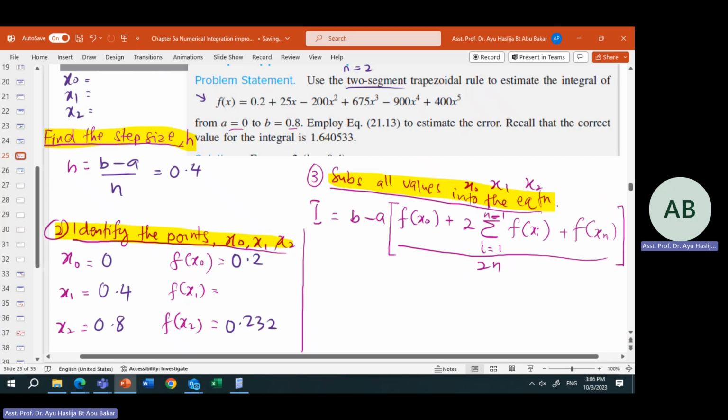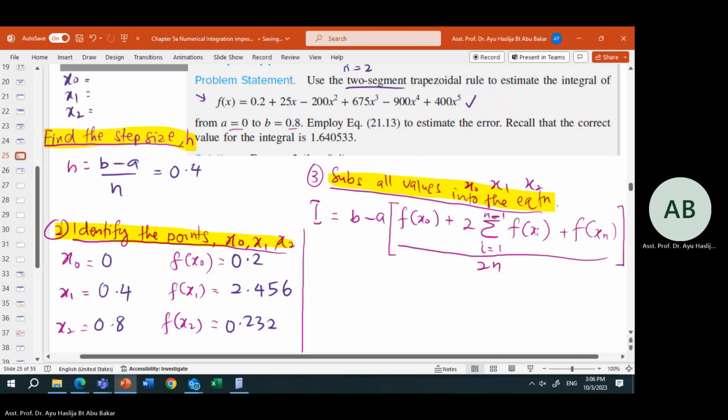What do you get, Alif? Correct. 2.456. It looks weird because it is out of the range, but yet check out the function.